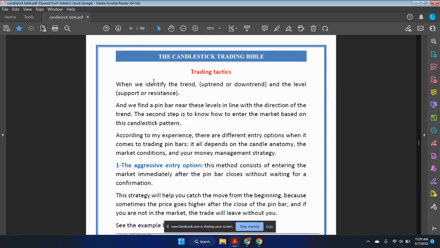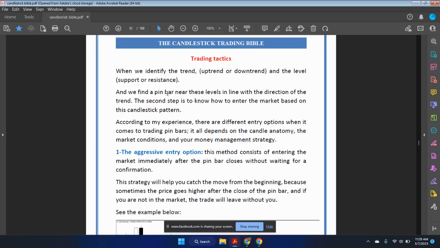All right, trading tactics. We will identify a trend. When we identify the trend, uptrend or downtrend, and the levels of support and resistance, and we find a pin bar near these levels in line with the direction of the trend, the second step is to know how to enter the market based on the candlestick pattern. According to my experience, there are different entry options when it comes to trading pin bars. It all depends on the candle anatomy, the market conditions, and your money management strategy.